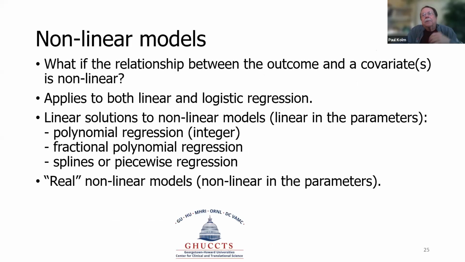Okay, so let's turn to nonlinear models and look at the relationship between an outcome and a covariate or set of covariates that is nonlinear. And we can apply this both to regular linear regression as well as logistic regression as well. And so there's 2 different ways of going about this. The most used one, and the one that's easier to use, is basically a linear solution to nonlinear models. And what we mean by a linear solution is that the parameters are linear.